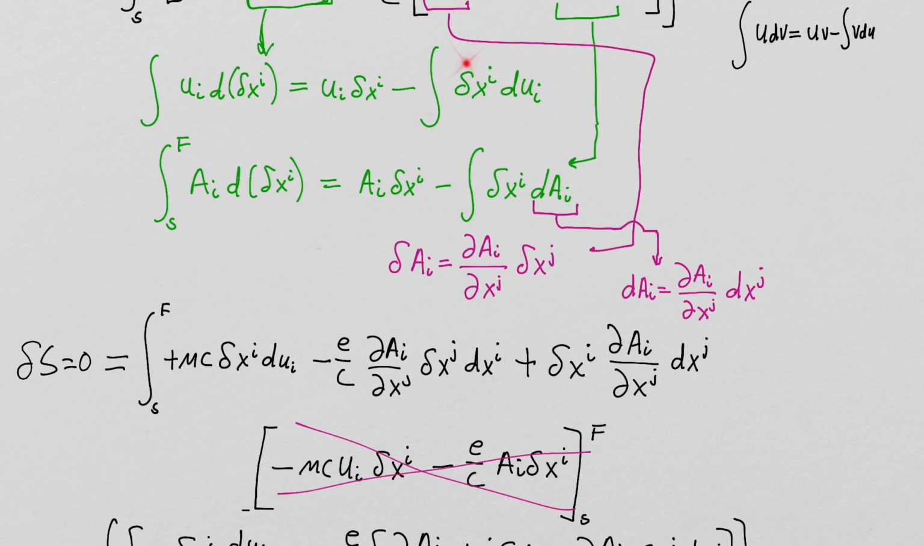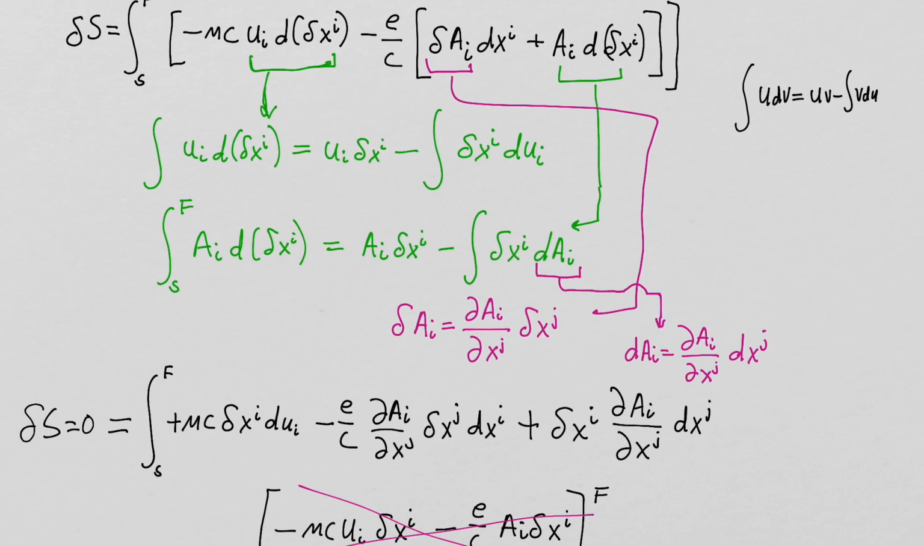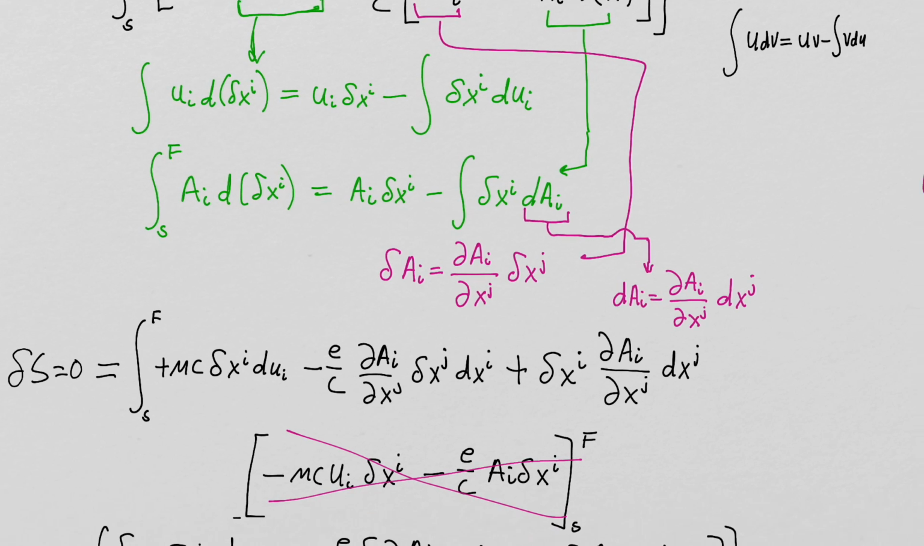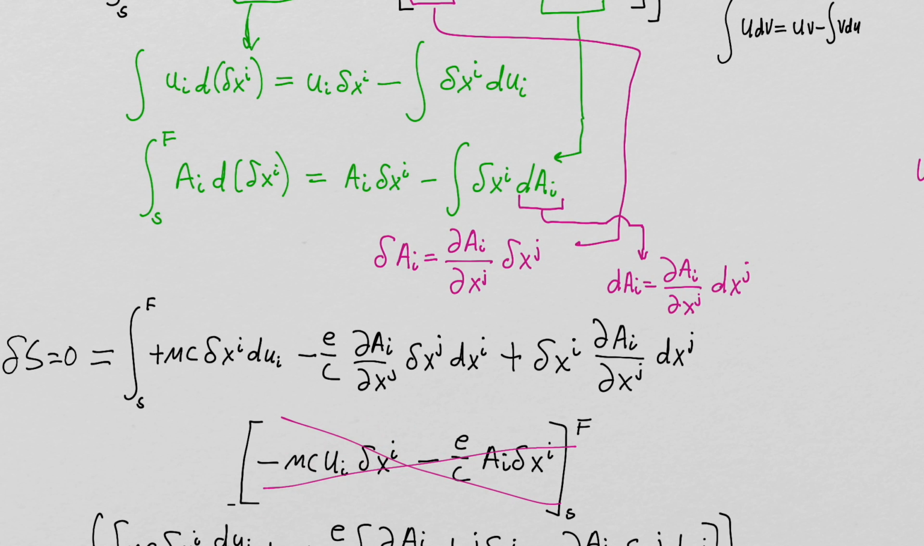This piece of the substitution for the differential of the variation lands right here. This part's called the boundary part. It lands in a boundary term. Remember, we're integrating from the start to the finish, and this boundary term is going to go away because the variation is 0 at the boundary. So that term goes away.